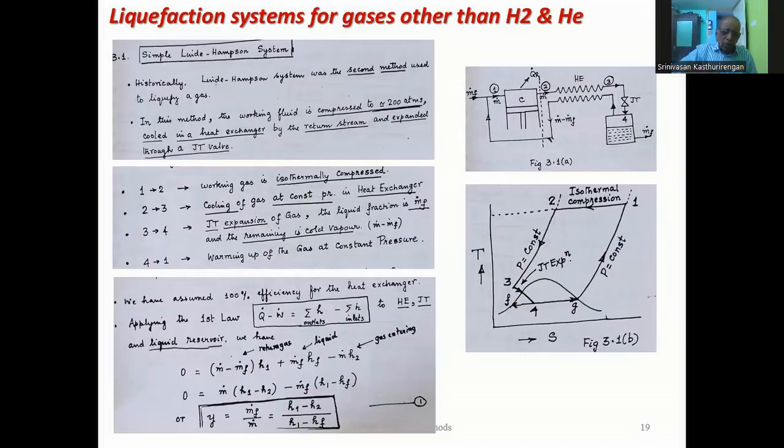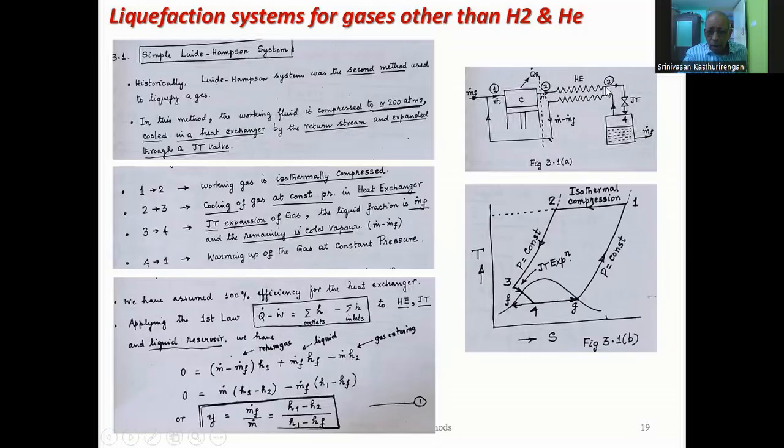In this method, the working fluid has to be compressed to a high pressure. Then it gets cooled in a heat exchanger by the return stream and then expanded through a Joule-Thomson valve. Now we are going to consider the situation under steady state condition. So you can see on your right hand side of the screen a diagram which indicates a compressor. Gas is coming in, gas is getting compressed isothermally from an initial pressure to a final pressure, and then it passes through a heat exchanger.